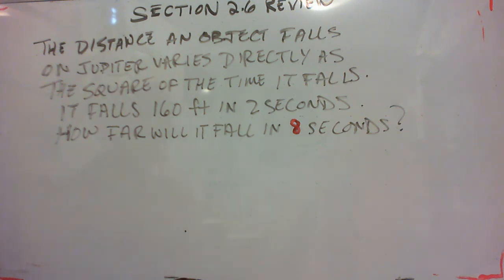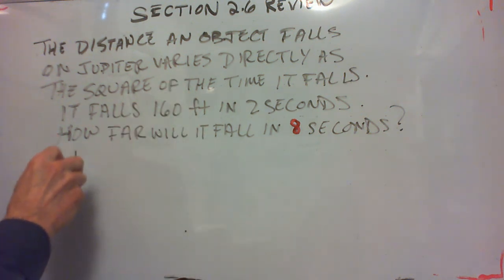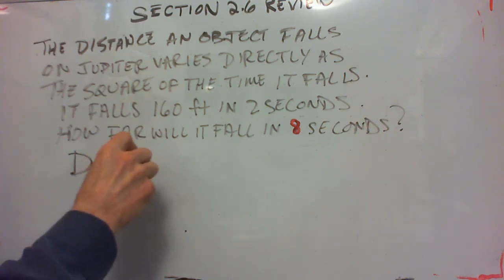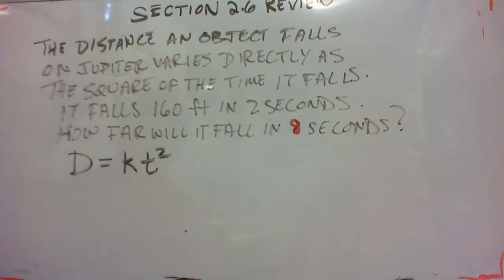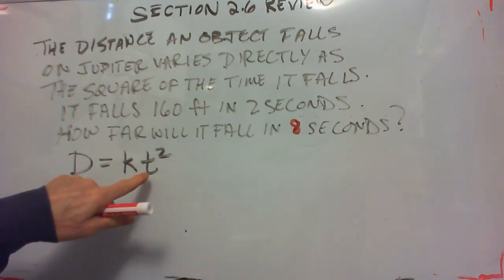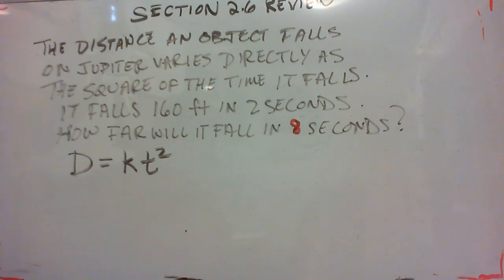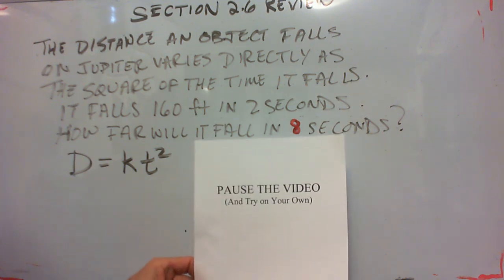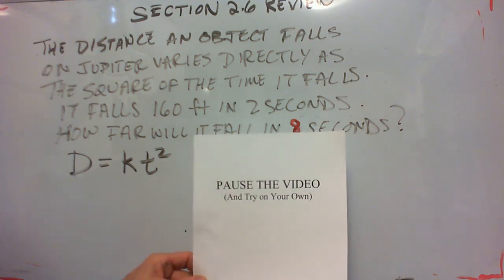Well, the model here, if we use d for distance, d is going to be kt squared, because distance d varies directly as not t, but the square of t. So we can then use the data to solve for k in that model to make it a completed model. So why don't you try doing that right now? See if you can solve for k.